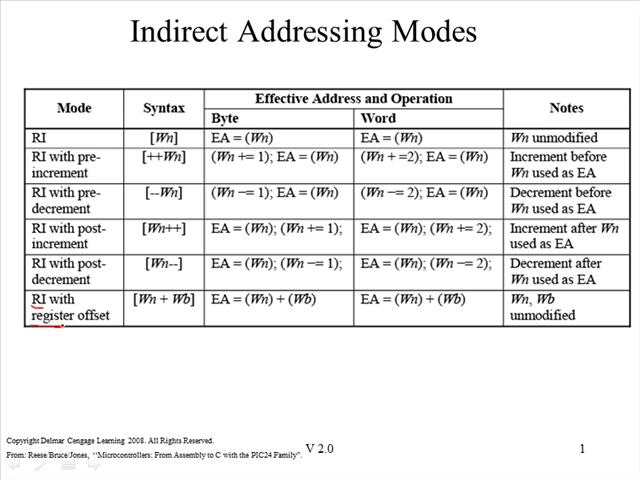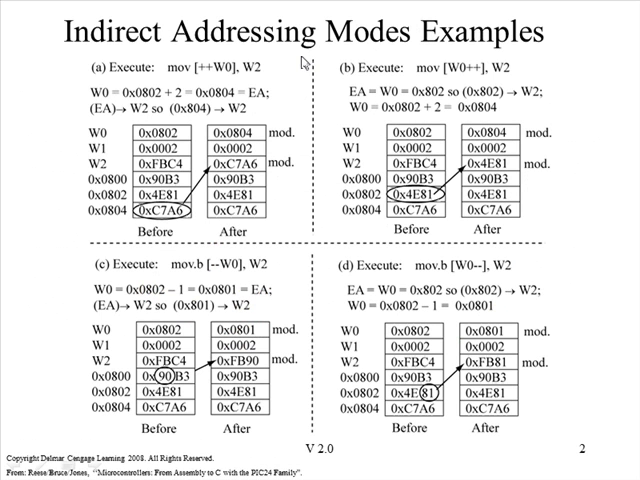Finally, register indirect with a register offset has an additional working register specified between the brackets that is added to the first working register value. The effective address of the operand is going to be the sum of these two register values. Notice that this works the same for both byte mode operation and word operation, and that the Wn and Wb registers are unmodified. Let's look at some numerical examples to better understand how these new indirect addressing modes work.